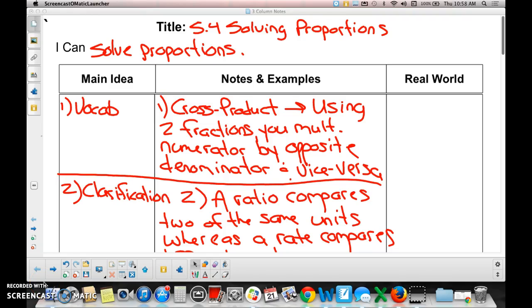I can solve proportions. 5.4 or 5-4. What is a cross product? Very loud. Anton, what's a cross product? Okay, so you're using fractions, cross multiplying numerator by denominator and vice versa with the opposite numerator and the opposite denominator.